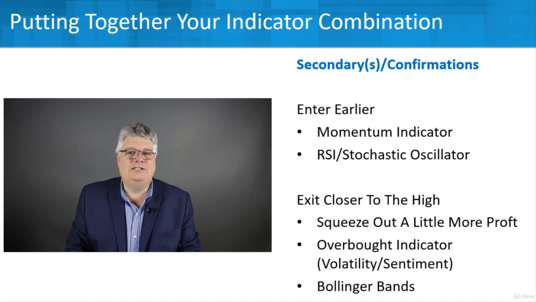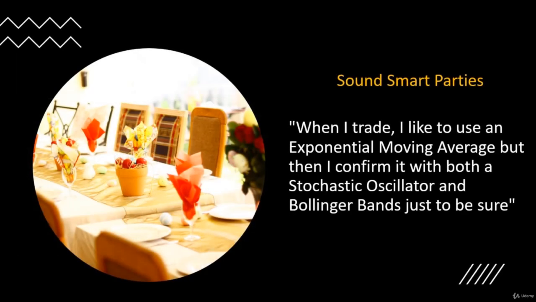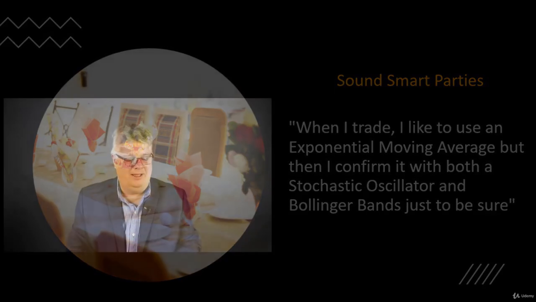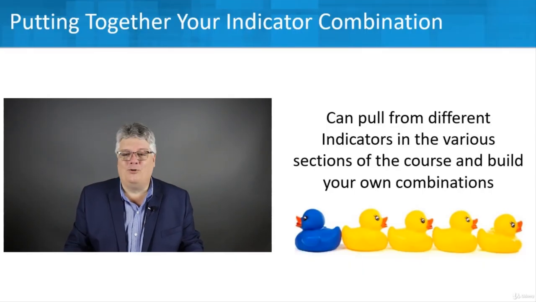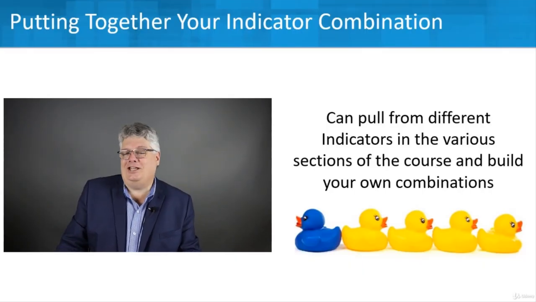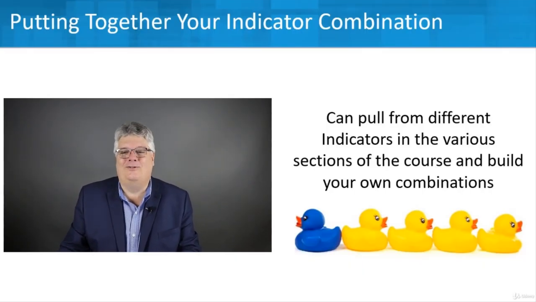In addition, you can sound real smart at parties. You can say stuff like this: when I trade, I like to use an exponential moving average, but then I confirm it with both a stochastic oscillator and Bollinger Bands just to be sure. Okay, well, I don't know if you sound smart or boorish or boring, but you can say it. You can say, yeah, that's what I do.